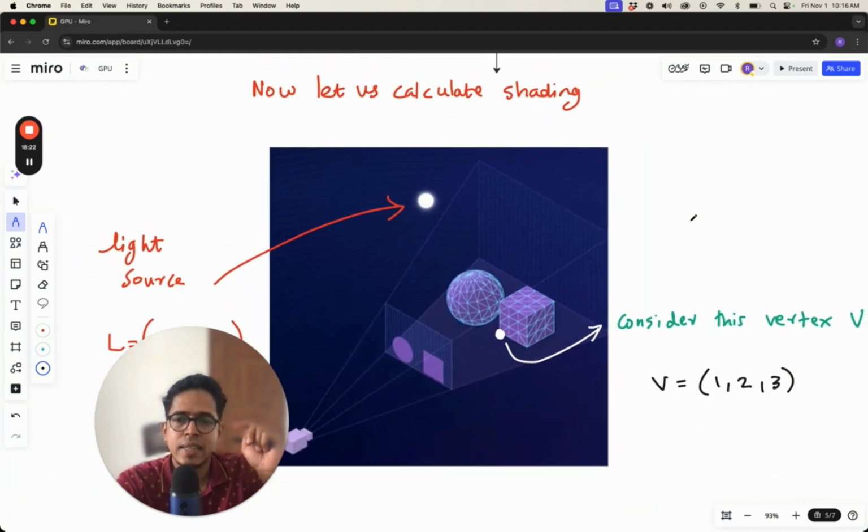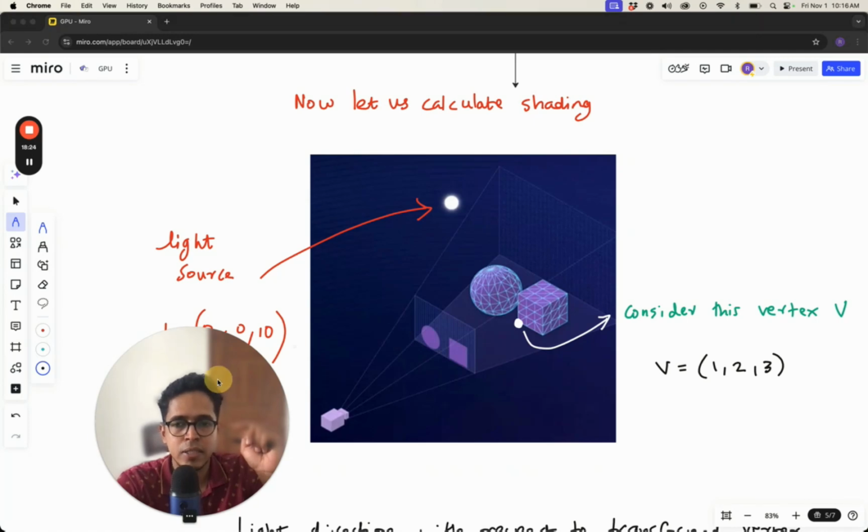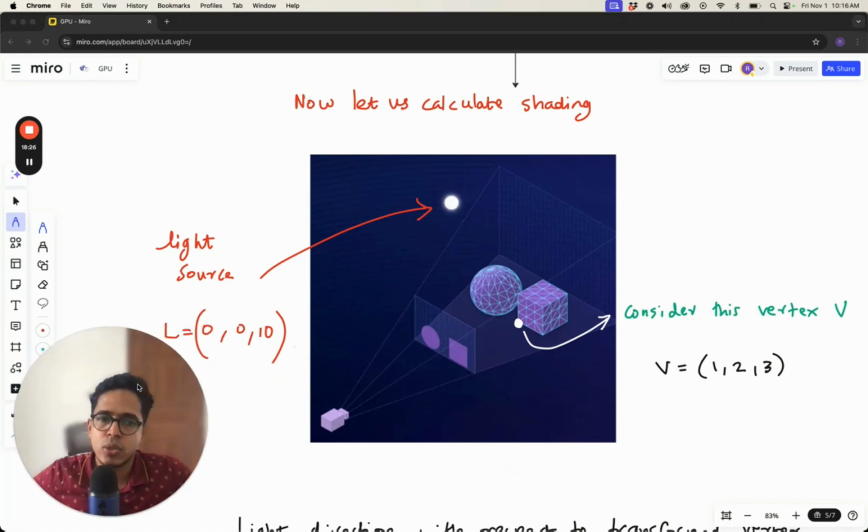So shading is nothing but something that happens in the presence of a light source. Because if the light source is not there, this entire scene is dark. So you may be calculating the position of the vertex, but the vertex is not visible. Everything will look black. But in the presence of a light source, the light source illuminates the triangles. It illuminates the vertices. And to what extent is this illumination happening? The extent of this illumination depends on how strong the light source is, where the light source is placed, etc.